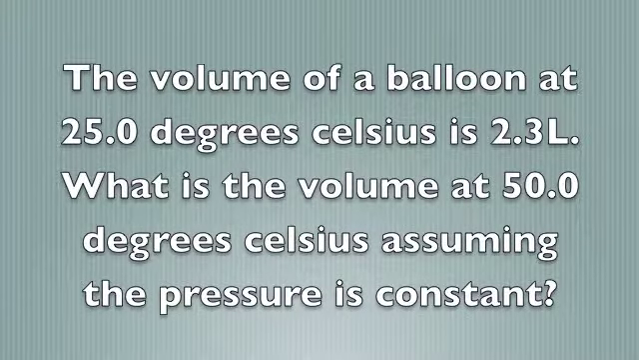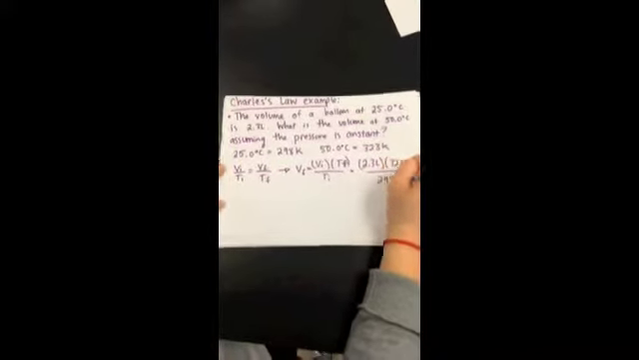This next example has to deal with Charles's law and states, the volume of a balloon at 25 degrees Celsius is 2.3 liters. What is the volume at 50.0 degrees Celsius, assuming the pressure is constant? In order to solve this problem, we first need to turn degrees Celsius into Kelvin. When you have degrees Celsius, you have to add the number 273.15. So we now know that 25 degrees Celsius is 298 Kelvin, whereas 50 degrees Celsius is 323 Kelvin. In order to solve the rest of this problem, we need to use the equation initial volume over initial temperature equals final volume over final temperature. When we plug in the numbers, this is the answer we get.